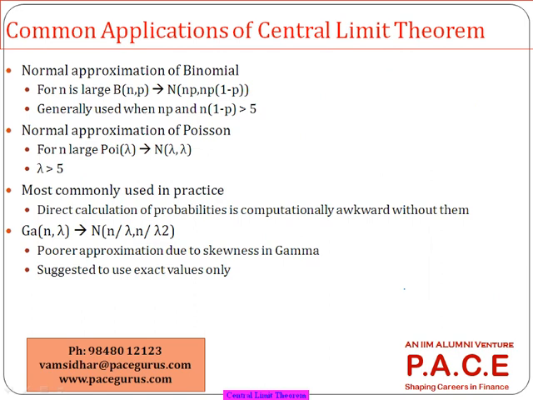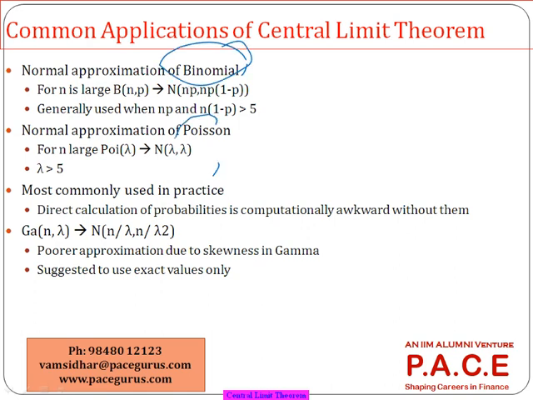Now, the common applications: in most cases, we see that the binomial distribution can be approximated by a normal distribution. The Poisson distribution, we can also approximate by a normal distribution. Almost every distribution, we can very well approximate by a normal distribution itself. But the most common applications are the binomial and Poisson.